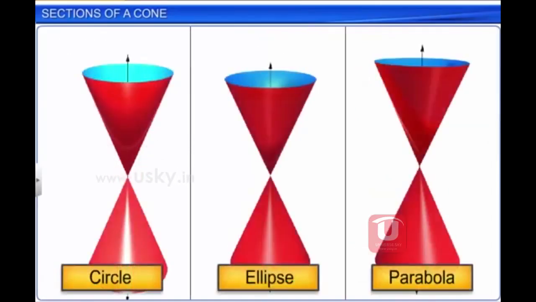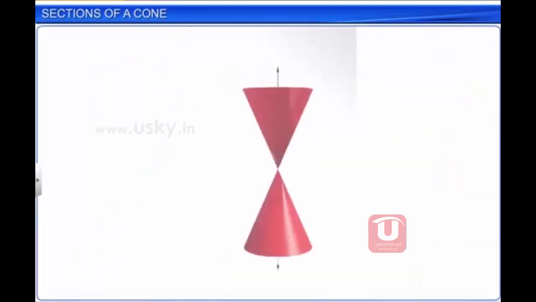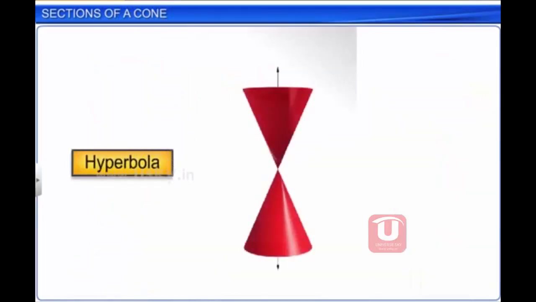Observe that in the formation of conic sections in the form of a circle, ellipse, or parabola, the plane intersects only one nape of the cone. However, in the formation of a conic section in the form of a hyperbola, the plane intersects both the napes of the cone. Also note that in the formation of these conic sections, the intersecting plane does not pass through the vertex of the cone.